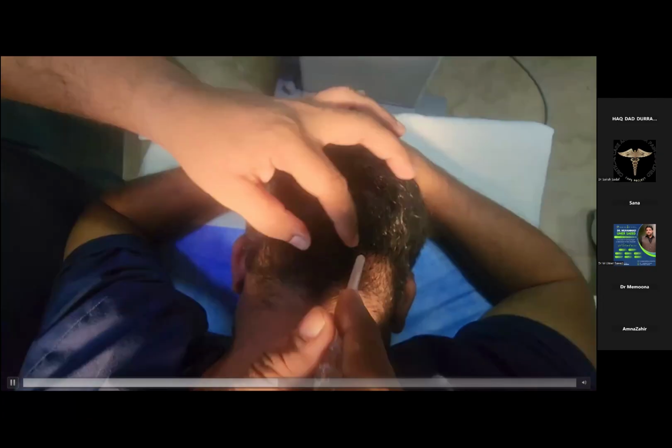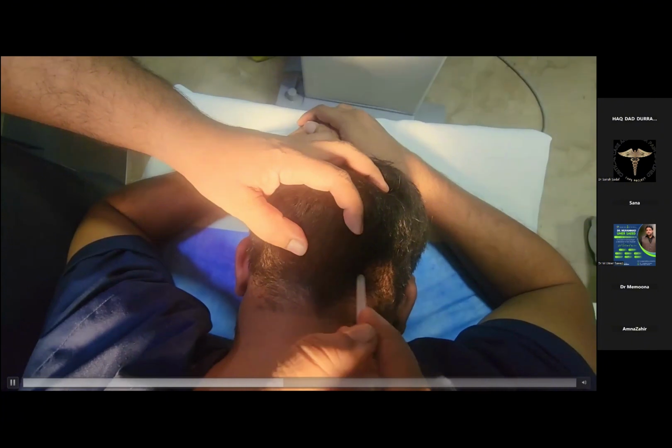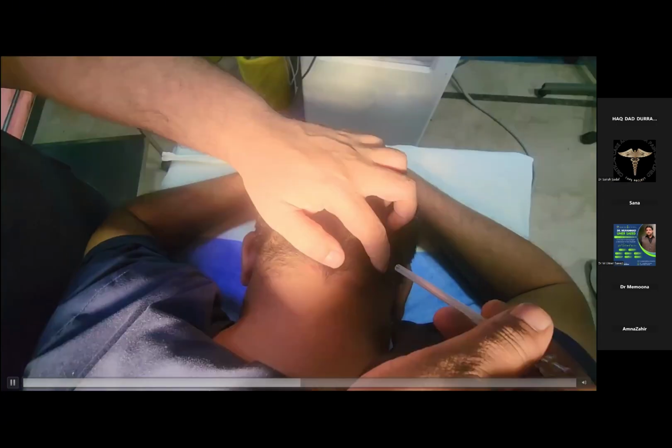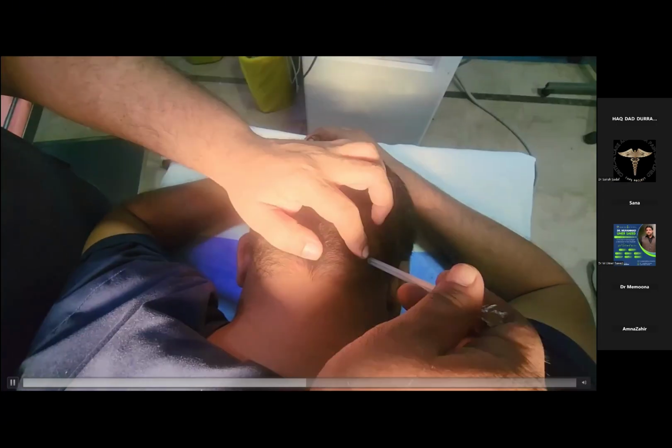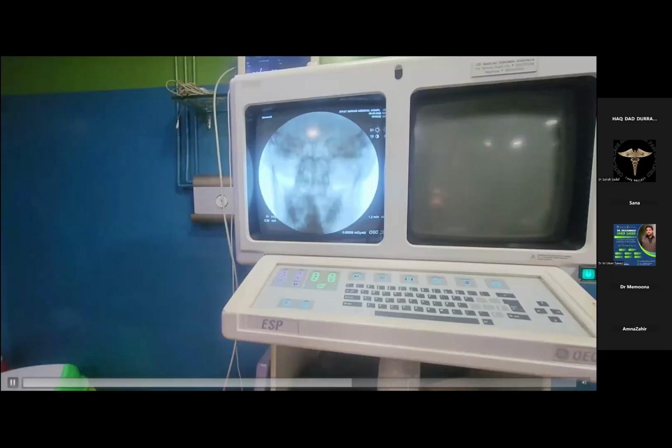And we will do the same for the lesser occipital nerve. We hit the bone, slide down, and then give the volume. I just want to show you with the simulator how it looks. Just a minute.